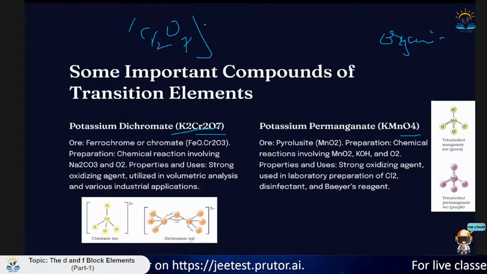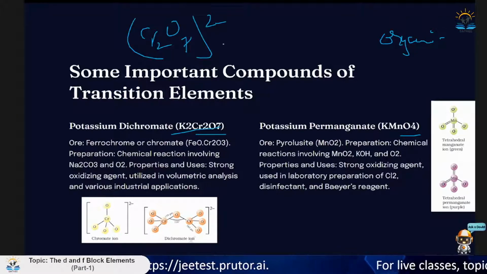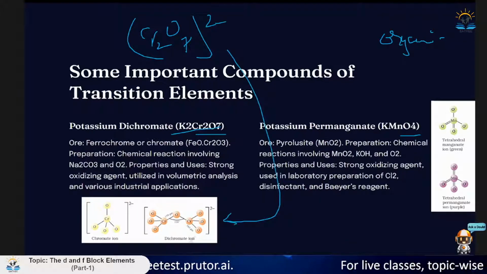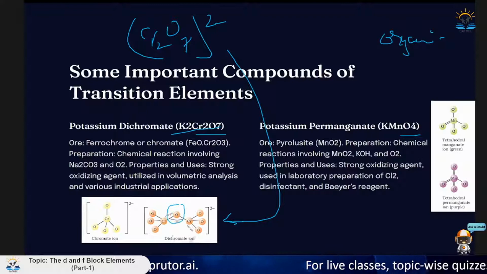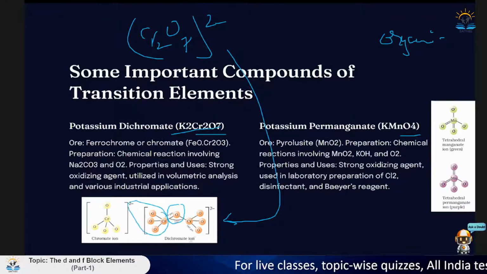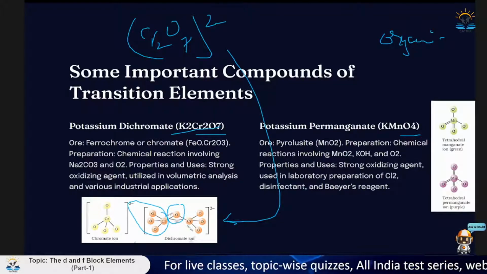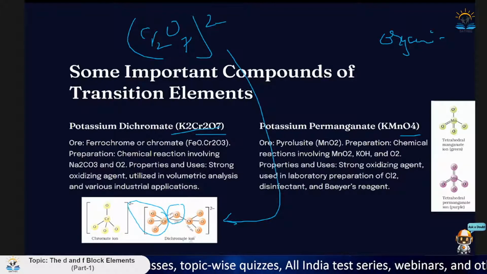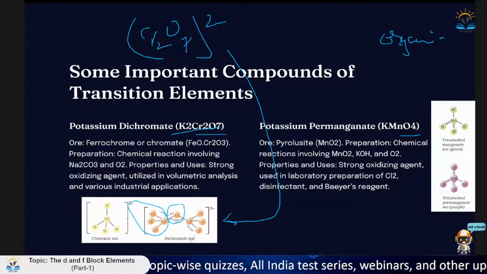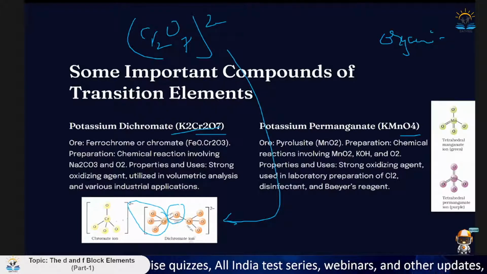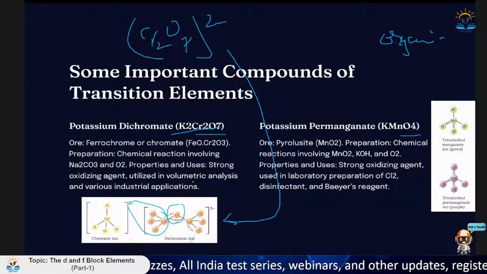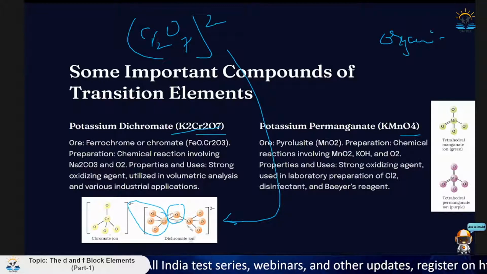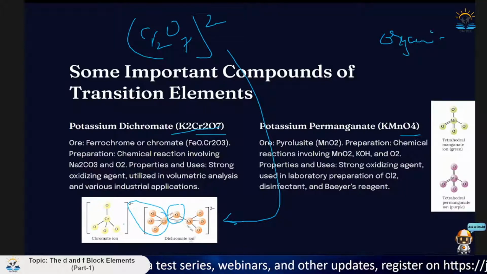So the dichromate ion is Cr2O7 2 minus. Okay, and this is how its structure is. You can see there is one bridging oxygen atom. Okay, and we are basically combining two CrO3s together. So the oxygen becomes common between two chromate ions. That is why it is dichromate. You have two chromate ions. Okay, and a chromate ion is basically CrO4.